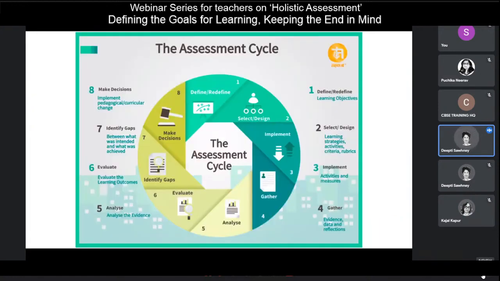So here we have the assessment cycle. If you look at first, we define and redefine what our learning objectives are going to be. Then we select the various strategies. So this is the previous model that we spoke about right at the beginning. What are the various strategies that are going to happen? What is the criteria that you're going to set? And what are the rubrics?